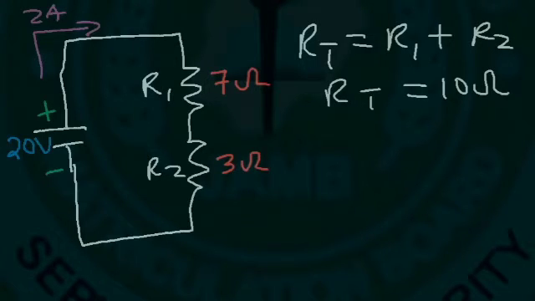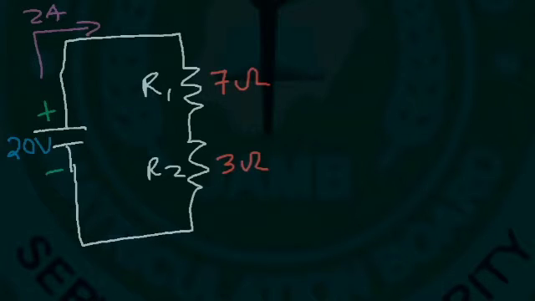Now let's focus on the first resistor. We know that the current that flows through R1 is 2, and it's the same as the current that flows through R2. Whenever you have two resistors in series, the current that flows through them is going to be the same.